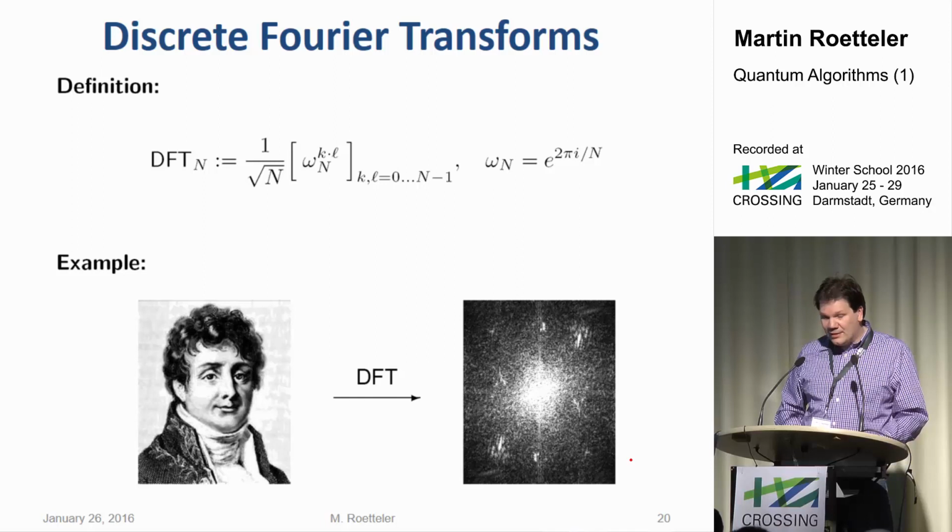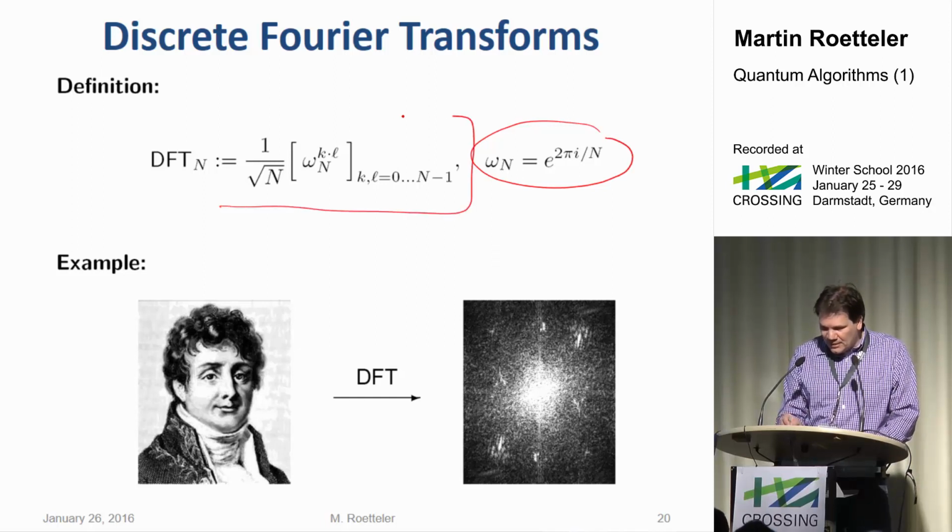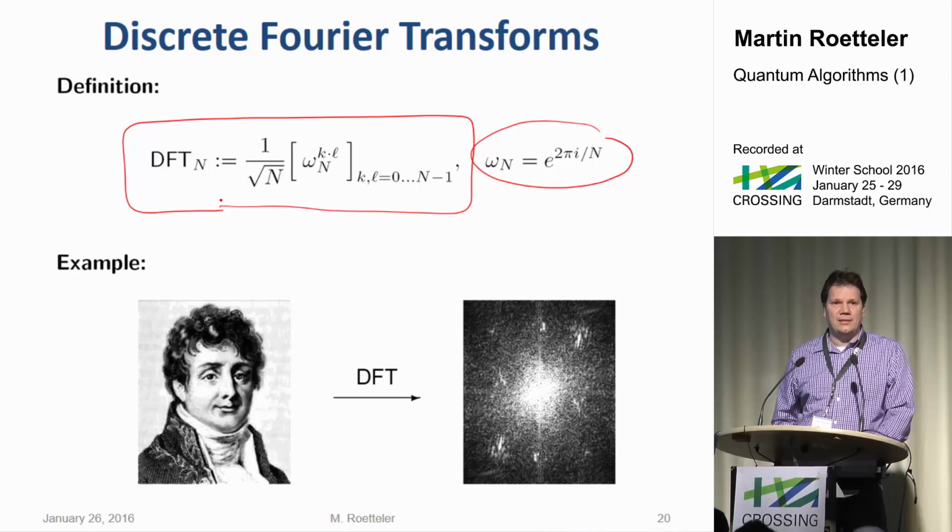First of all, what is the Fourier transform? Well, mathematically it's very simple. You just need a primitive nth root of unity. Then you can write down this matrix. And it's very simple to check that this is indeed a unitary matrix for any choice of n, actually.